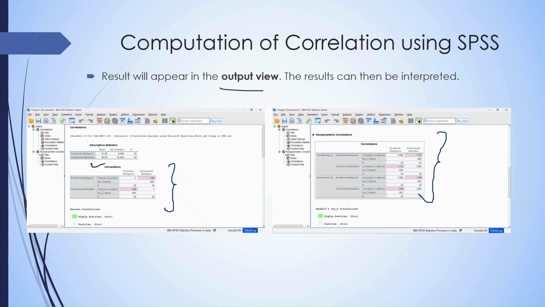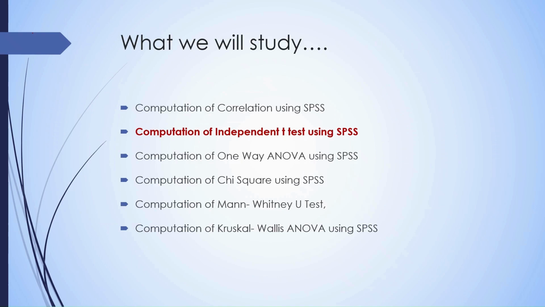correlations. Okay, I have already taught you what is output view, right? So once you have got these results, you can interpret them and use them in your research, getting to a conclusion or further analyzing it as you wish. So this was all about computation of correlation using SPSS. Next, we have computation of independent t-test using SPSS.